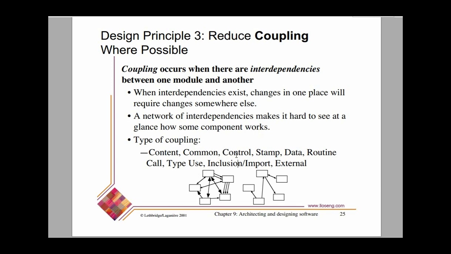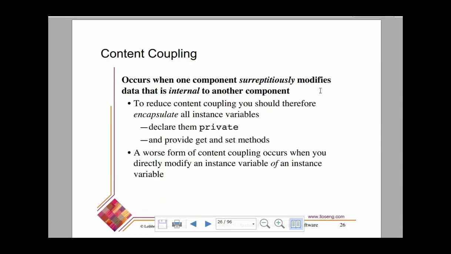Now there are various kinds of coupling: content coupling, common coupling, control coupling, stamp, data, routine call, type use, inclusion or import, and external. All these kinds of coupling are important, but you have to remember this order. For example, if content coupling is in your program, that is more dangerous than common coupling, which is more dangerous than control coupling. So you have to remember this order. Try to remove the coupling which has content before the common one. Got it? So I am going to explain it one by one now.